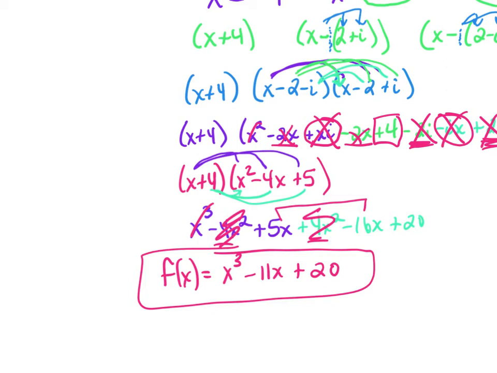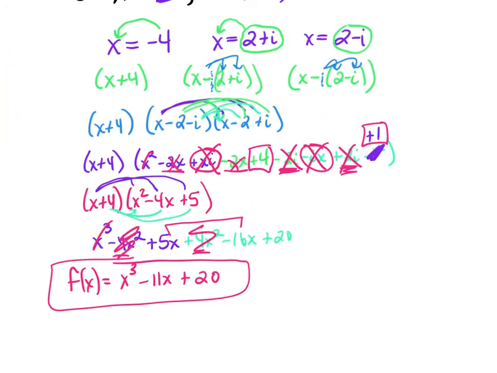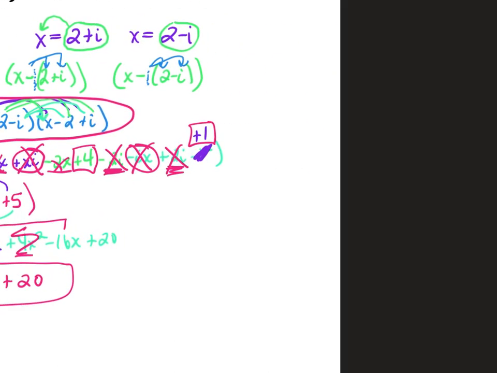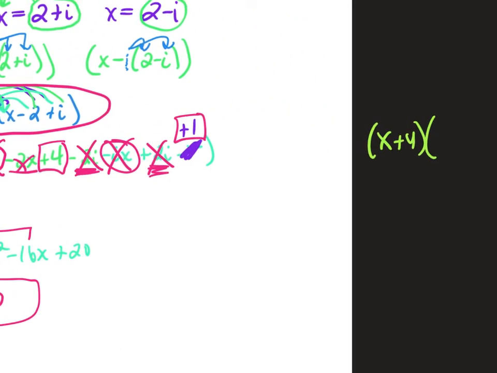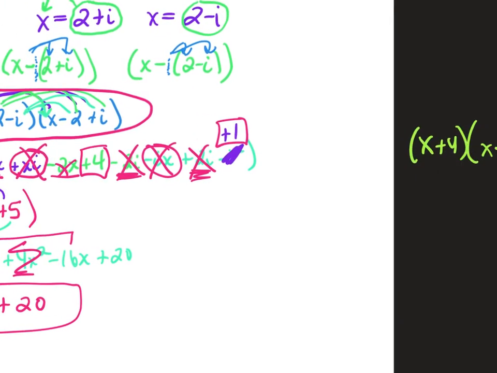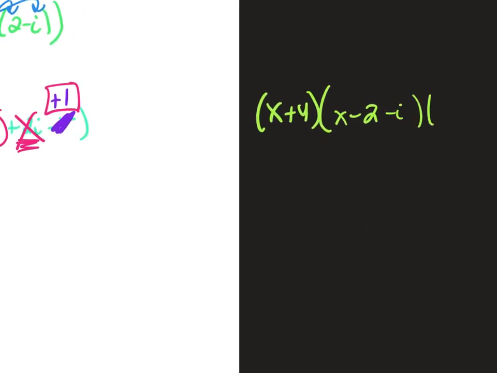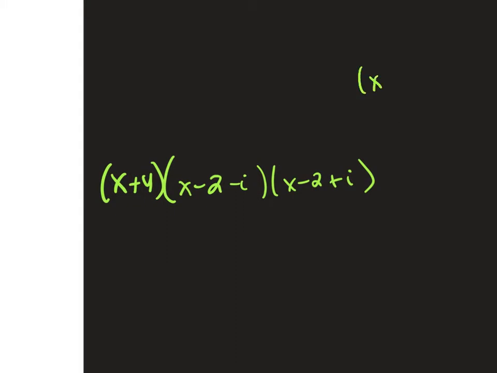Does anybody want to see the shortcut? Yes, please. You guys all love shortcuts. Who doesn't love a shortcut? All right, so look, I'm going to go right here from this step. I'm going to rewrite this step over here. We had x plus 4. And then when we distributed the negative, we had x minus 2 minus i. And then we had x minus 2 plus i. Okay, remember that step?